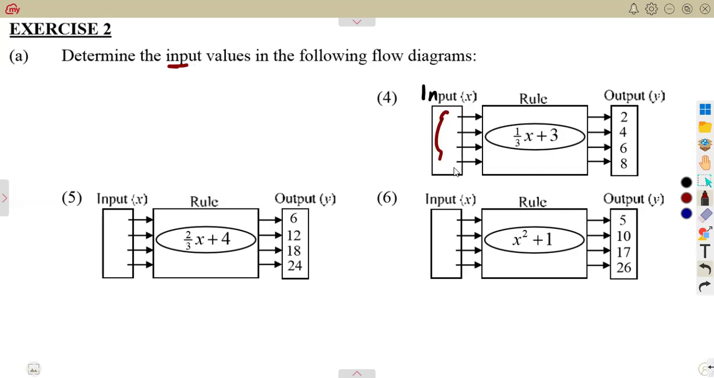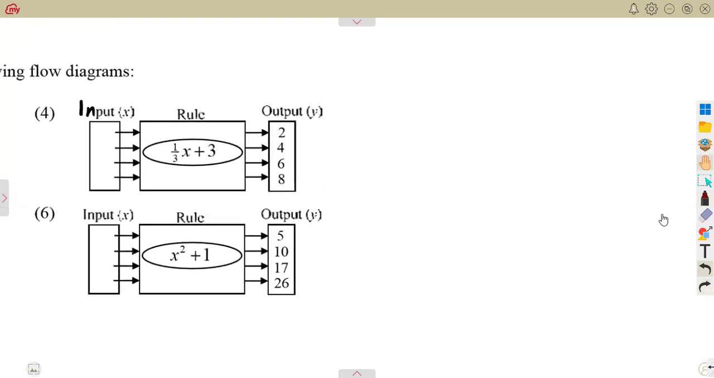Remember, the inputs are the values of X. These are the values of X that you are inserting into the rule to obtain the output values representing Y. And like I said before, the output, which is Y in this case, can be written in terms of the rule that we are given. So let us consider question number 4. Remember what I said, this output Y is equal to the rule that we are given.